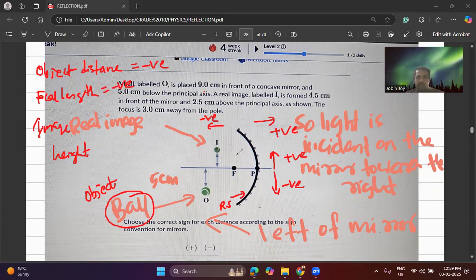Then image height: where is the image? This is the image. The image is above the principal axis, that means plus. So object distance is minus, focal length is minus, image height is plus.